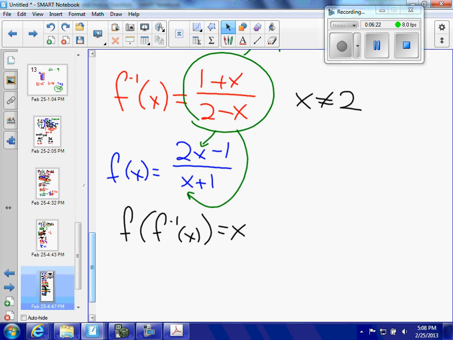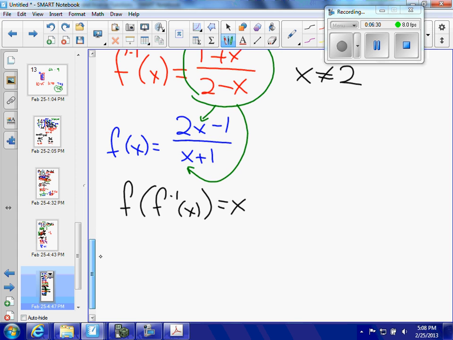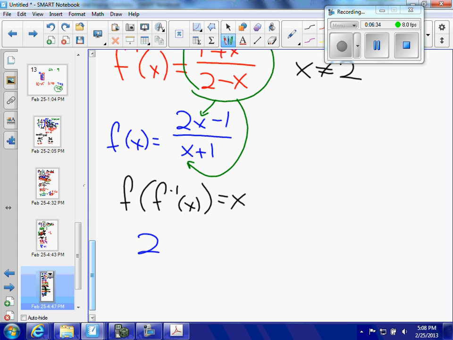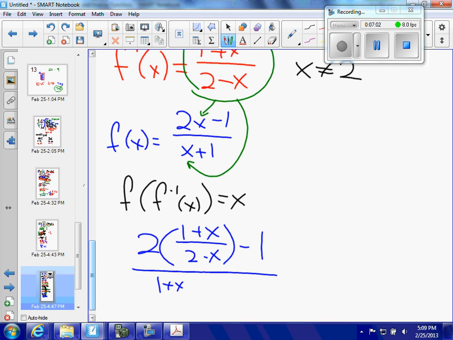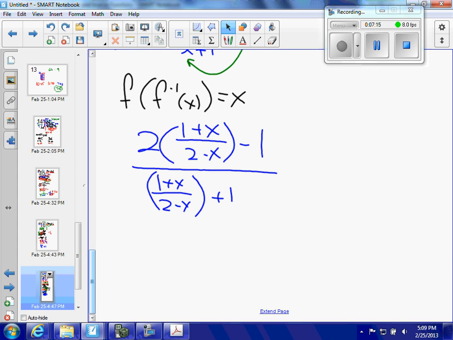So I will have, I need a little more room. I have 2 times 1 plus x, divided by 2 minus x, minus 1, divided by 1 plus x over 2 minus x plus 1. If I work that out and it equals x, so I'm going to put here, does that equal x? If it does, then I have an inverse.